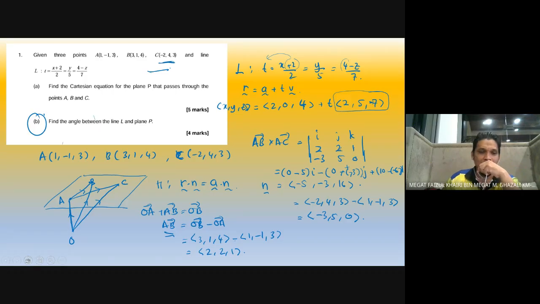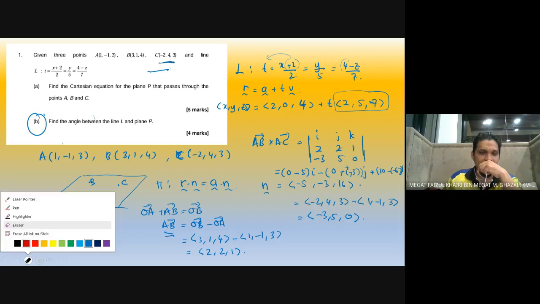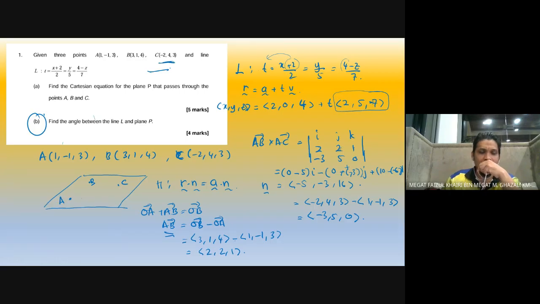Okay, now, class, the points of coordinate A, B, and C are actually on the plane, di atas permukaan satah. Okay, now we are going to find out the equation of the plane using the normal. This is the equation of the plane.